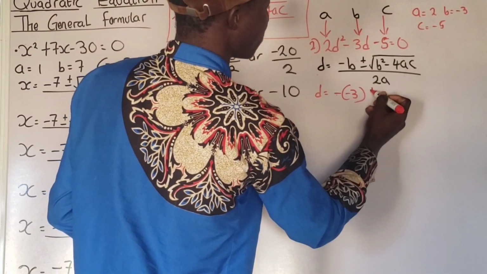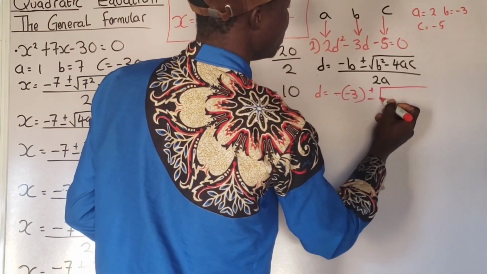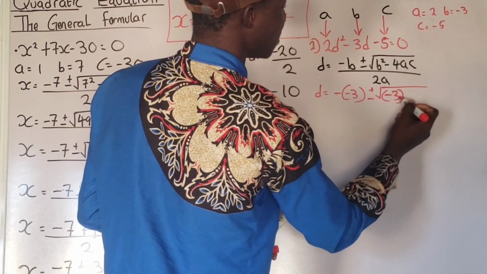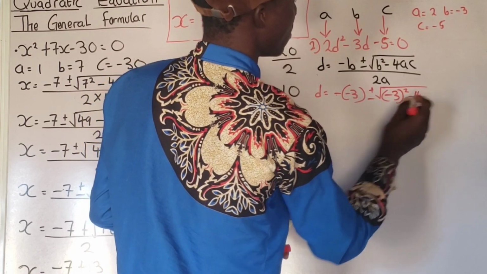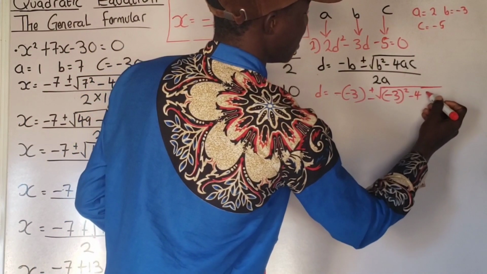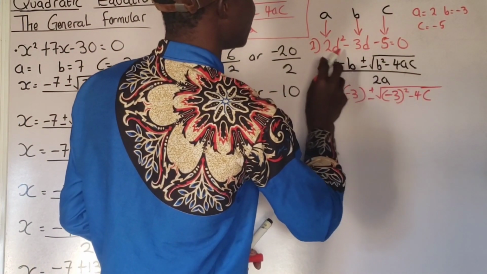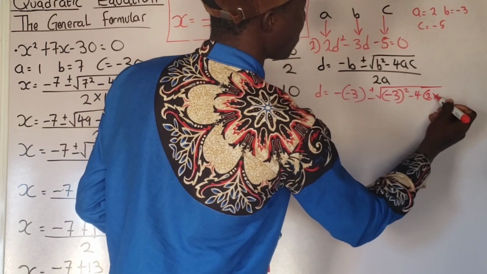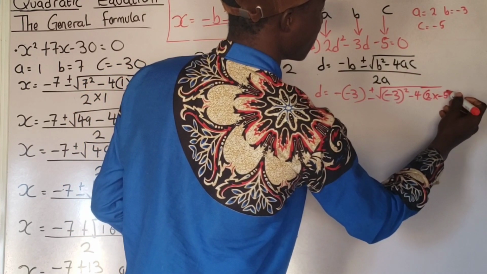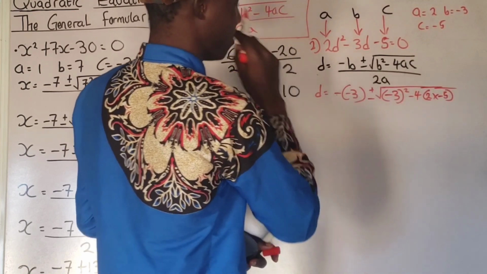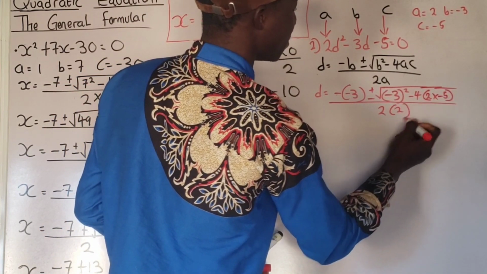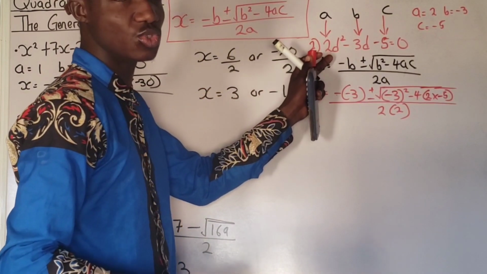For this, I'm going to have plus or minus the square root of b squared. B is negative 3, so I'm going to have negative 3 squared minus 4ac. Please kindly pay attention. A is 2, so I'm going to have 2 multiplied by c, and c is negative 5. All over 2 multiplied by 2, because a is 2.